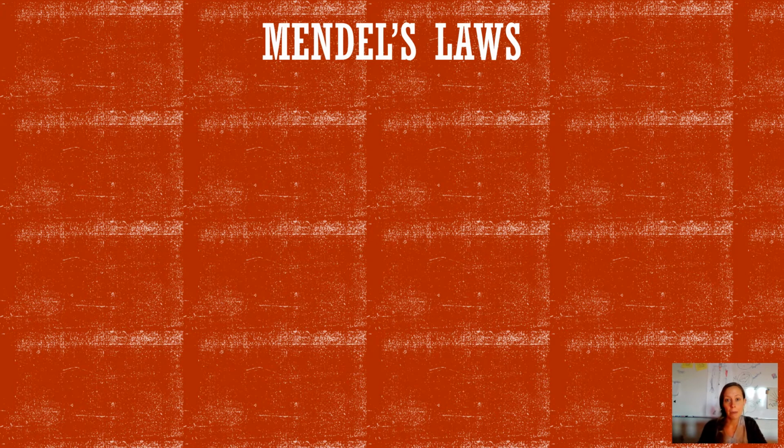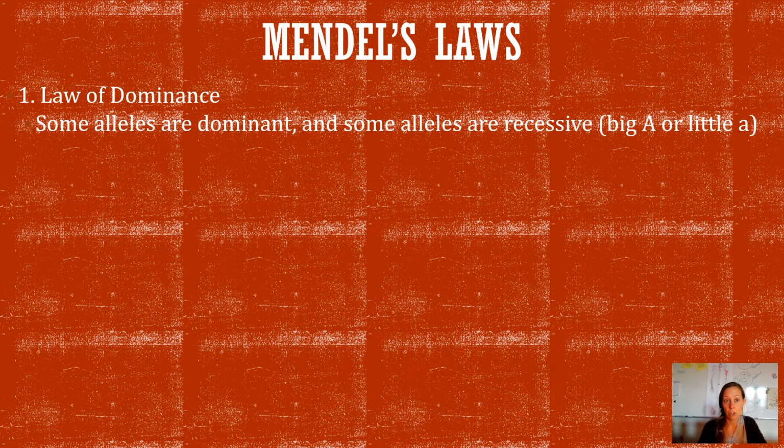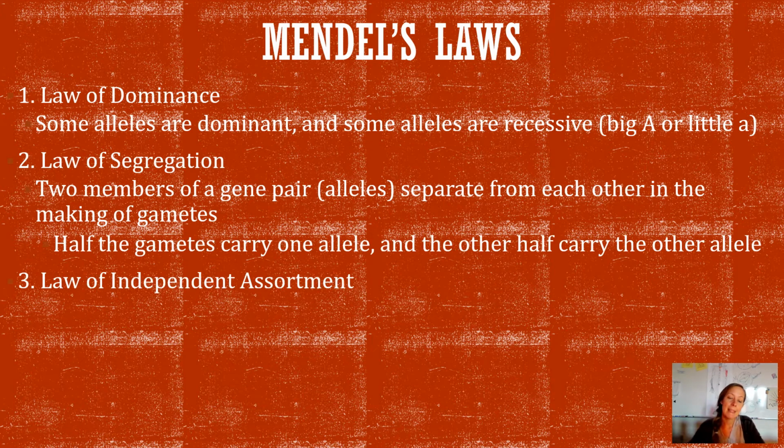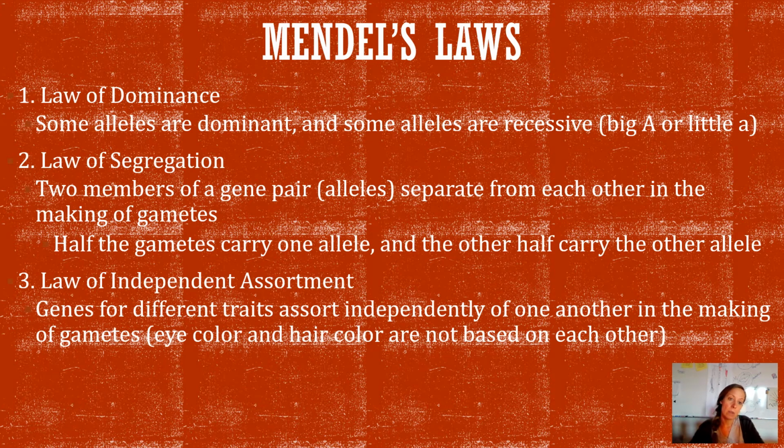So Mendel came up with 3 laws. The first one is the law of dominance. This just tells us that some alleles are dominant over other alleles. Then you have the law of segregation, which tells us that the genes are going to separate from each other when you make a gamete or a sex cell. Make sure you write sex cell next to gamete so you know what it means. And then the law of independent assortment, which says that genes for different traits are going to assort or separate independently from each other. So what that means is like your eye color and your hair color are not going to be based on each other.